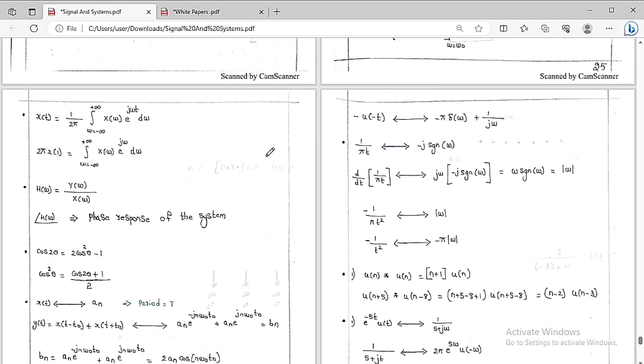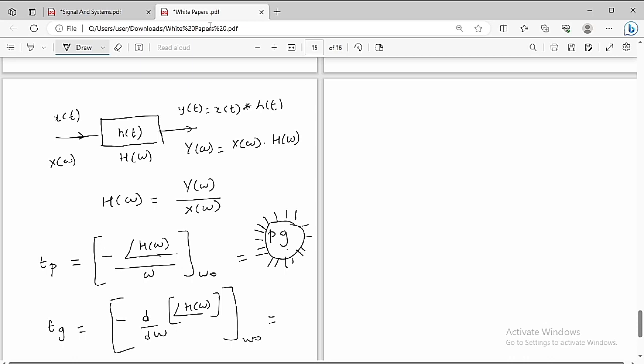Now in place of t I will substitute 1. Then what are you going to get? X of 1 is equal to 1 by 2 pi into integration from minus infinity to plus infinity of X of omega into e to the power of j omega into d omega. Doing cross multiplication with 2 pi, we get 2 pi x of 1 is equal to integration of X of omega into e to the power of j omega into d omega. Here omega is the variable, so in place of t substitute 1. If t is the variable, then in place of omega substitute the values. So this is what we are going to get. These formulas you always have to keep in mind.